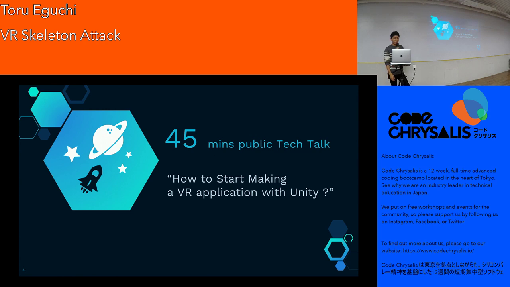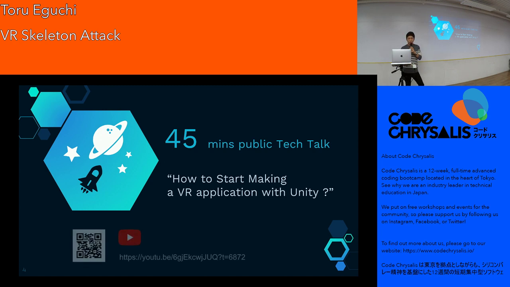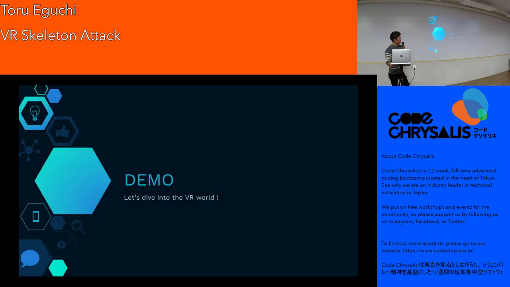And I gave a 45-minute public tech talk, as Matt said. It was about how to start making a virtual reality application with Unity. It was recorded, so if you are interested, you can check it. I talked about what virtual reality is and what the good aspects of virtual reality are, and also how to design a virtual reality application. So let's go to the demo.